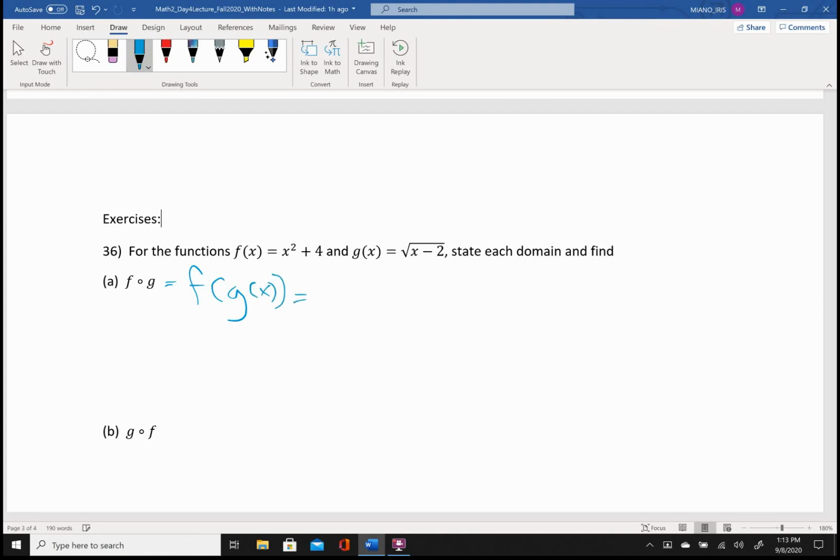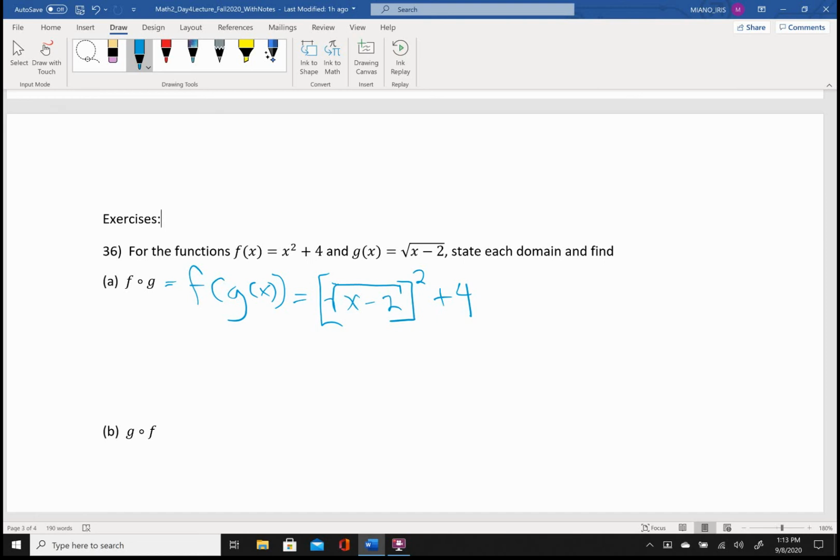The way I like to do it is to first look at the f of x structure and notice that the input, the x, is being squared, and then I add 4. So I want to leave a big empty space inside some brackets, and whatever I feed into my f function, which is going to be g of x, I'm going to square it and then add 4. Now, what actually gets fed into f? Not just x, but the entire function g of x, which is the square root of x minus 2. And that's the initial structure of f of g of x.